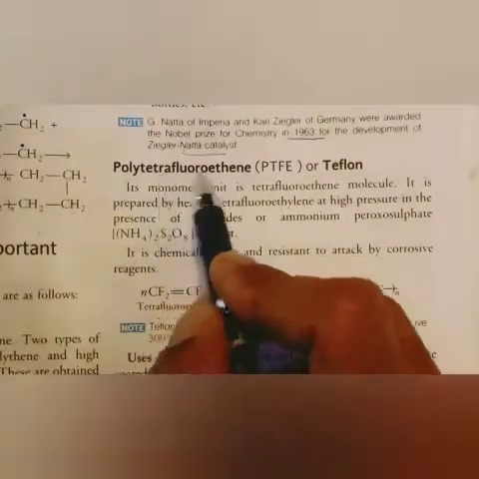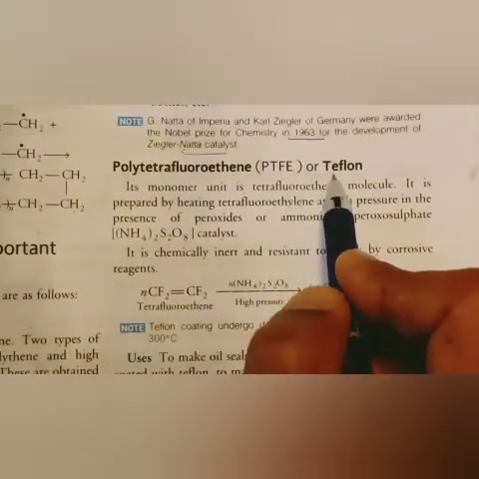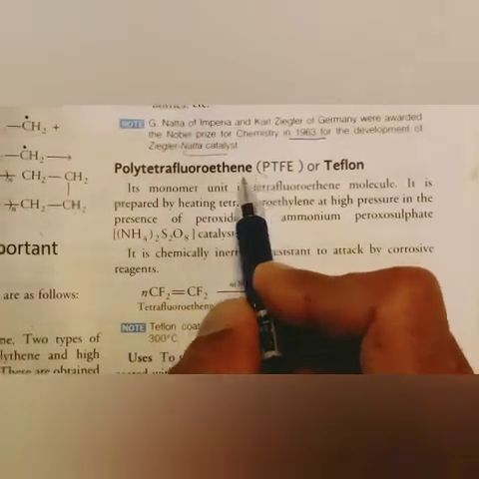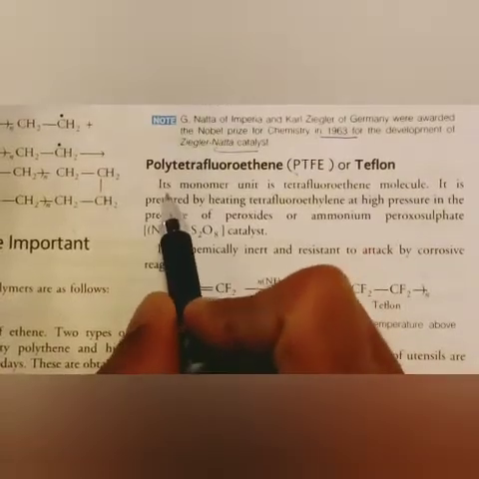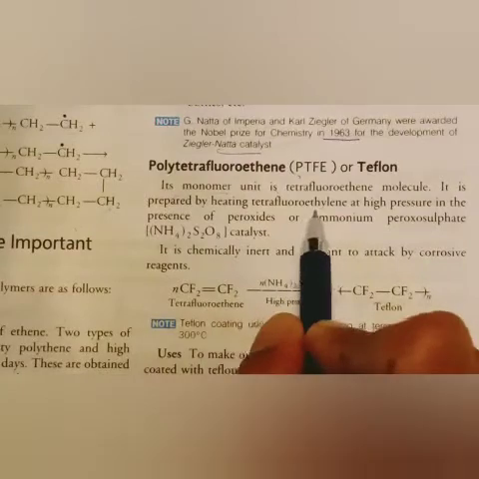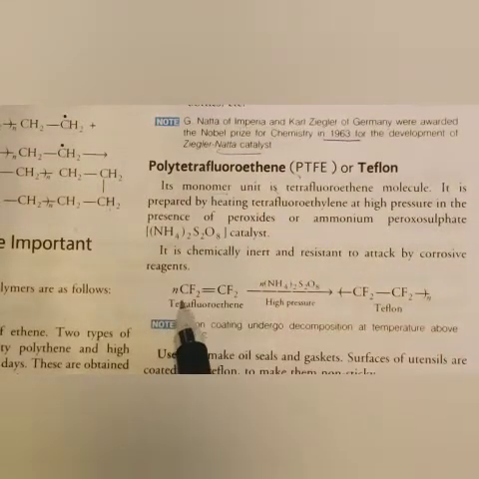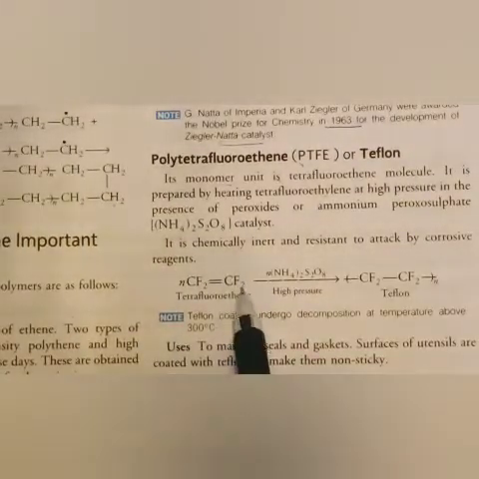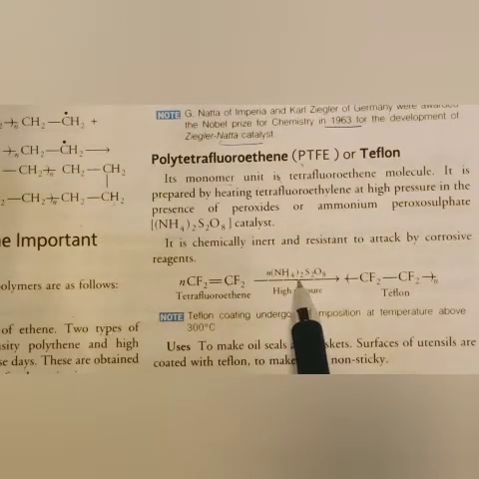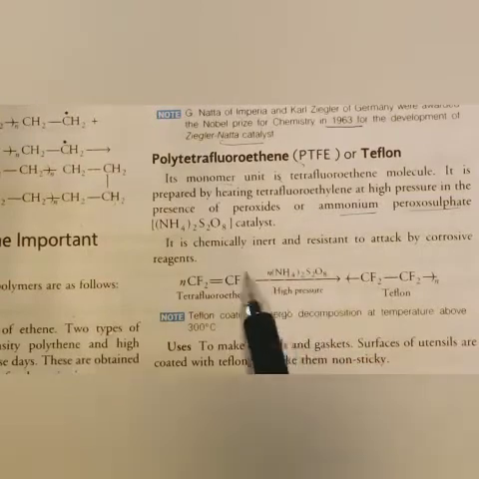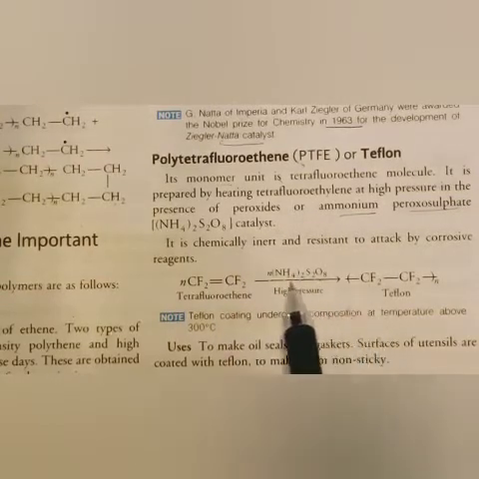Now in a similar way, the second one is PTFE, which is called Teflon, polytetrafluoroethene. This is the second type of polymer after polyethene which can be prepared by an addition reaction. Its monomer unit is the tetrafluoroethene molecule. It is prepared by heating tetrafluoroethene at high temperature. You can see CF2 double bond CF2. It will react in the presence of an ammonium peroxysulfate catalyst, which will convert it into Teflon.